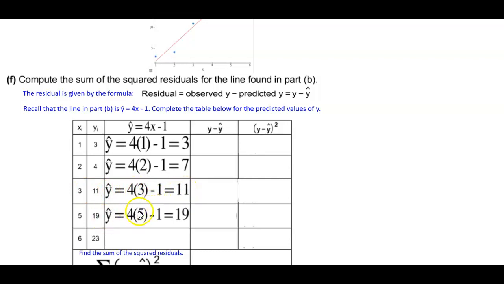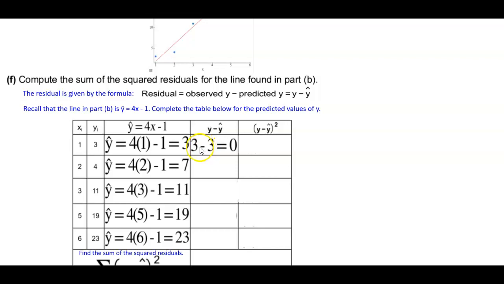And then 4 times 5, which is 20 minus 1, gives us 19. And then 4 times 6, which is 24, minus 1 gives 23. So now we know that here's the predicted value, and then here is the observed value. So we're going to take the observed value and then subtract what we got here. So that's the next column.